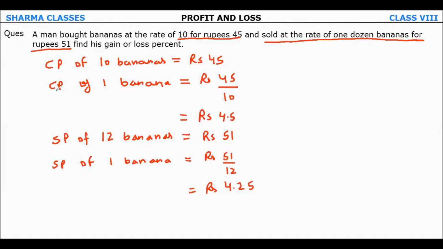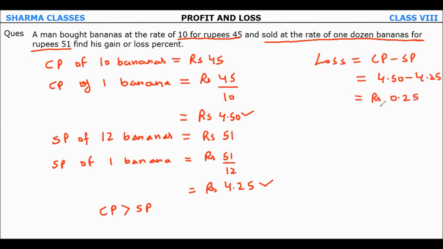So from here we can see CP of one banana is rupees 4.5. SP of one banana is rupees 4.25. So 4.5 means 4.50. So which is greater, 4.50 or 4.25? Yes, 4.50 is greater. That means CP is greater than SP. And when CP is greater than SP, then we face loss. So how much loss? What is the formula for loss? So from here we can see loss is rupees 0.25. Now the question is asking to find the loss percent.